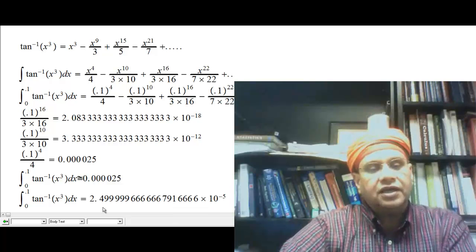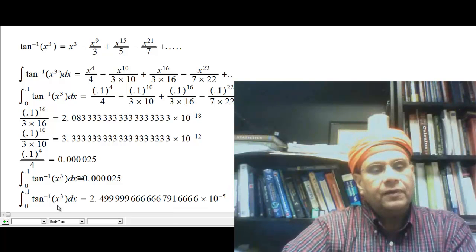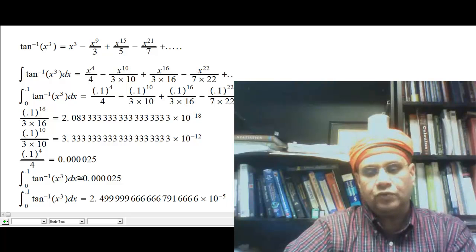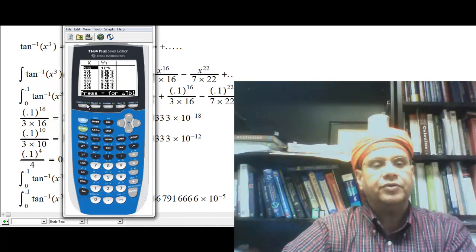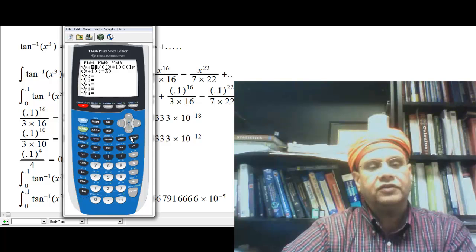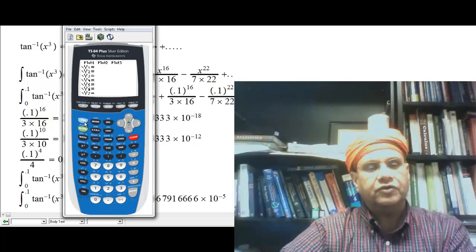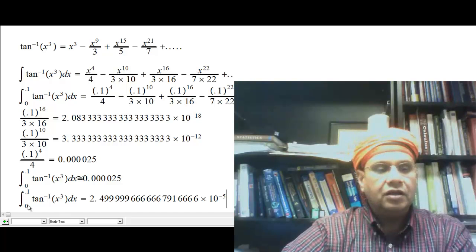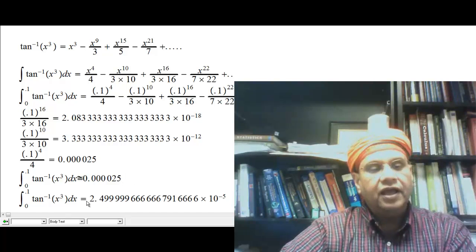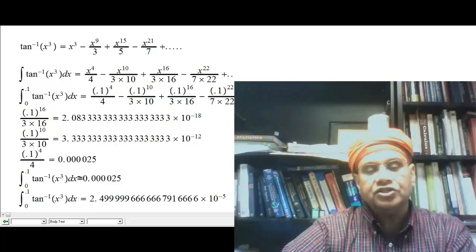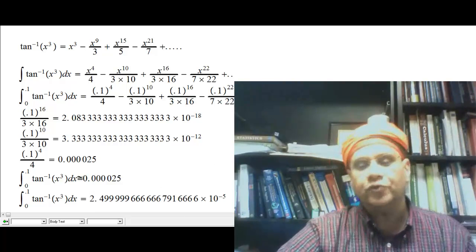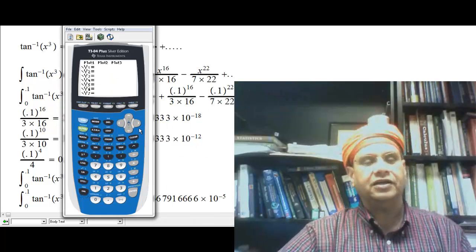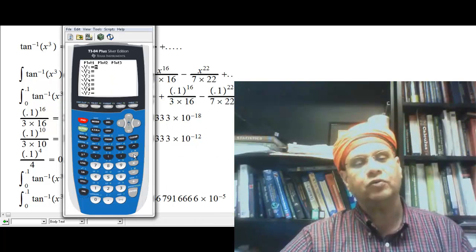So how did you get this one? I just used the calculator, this computer, and you can use your calculator for that. But how did you get this value? Which value? This is from the first term. And this one I just used the computer when you were not watching the screen. Let me show you in a different way.